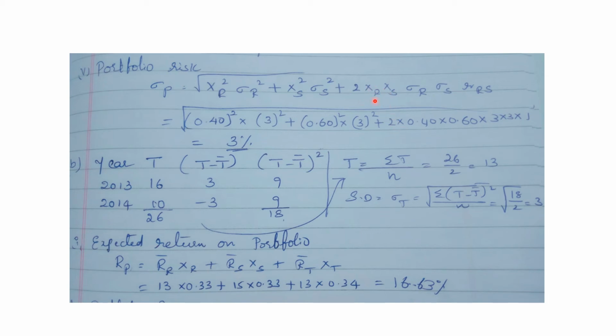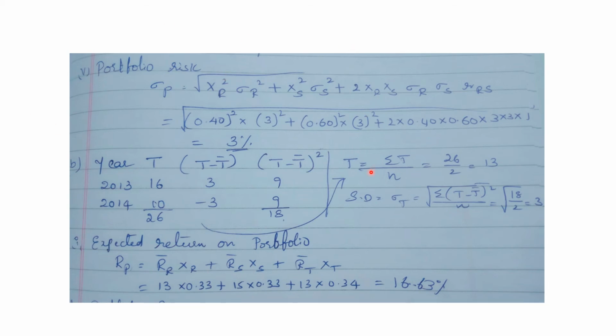So 2 into 0.4, 40% weightage for R, and 0.6, 60% weightage for S. Then standard deviation R into standard deviation S, that is 3 into 3, into the correlation coefficient. In the previous slide we found that it is 1. So substitute all these values and do the calculation, then you are going to get it as 3%. So this part A is completed. Then we have the B question.